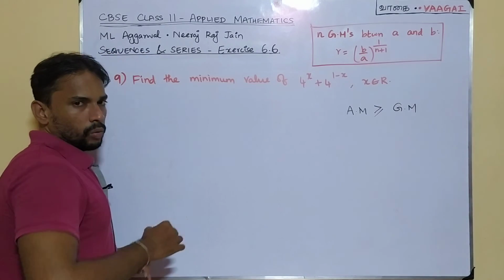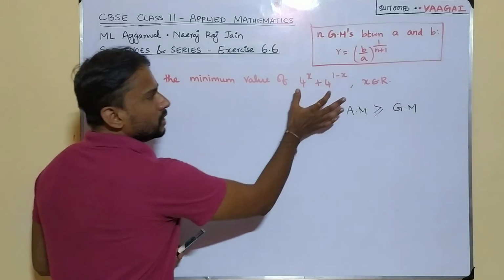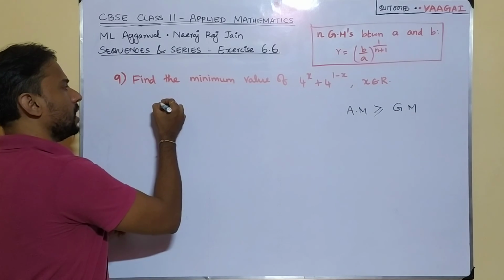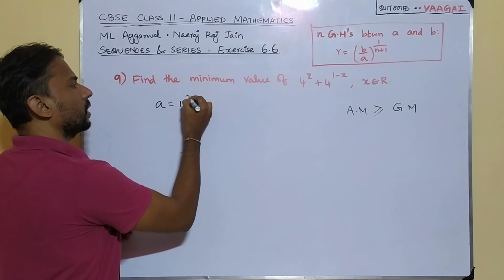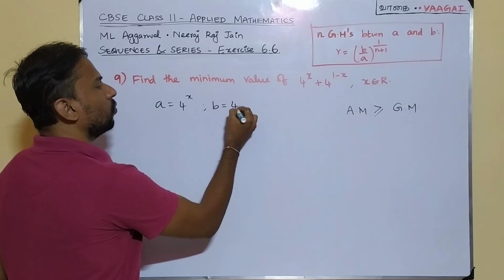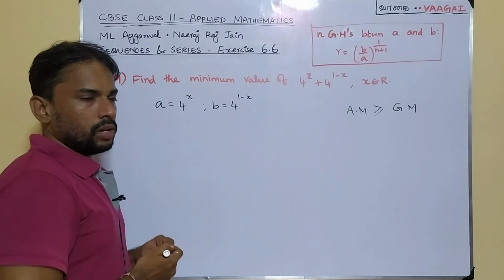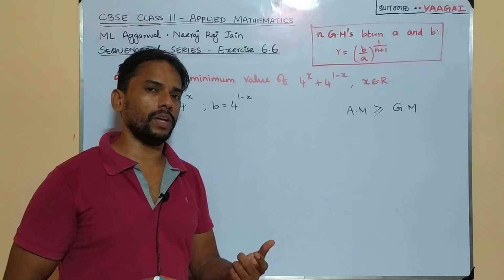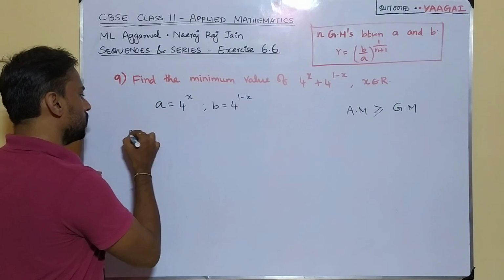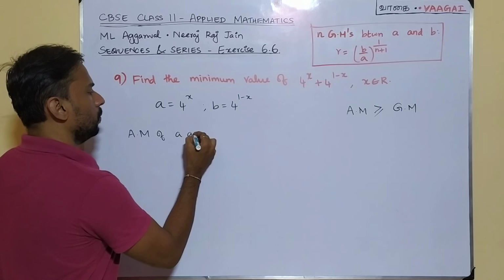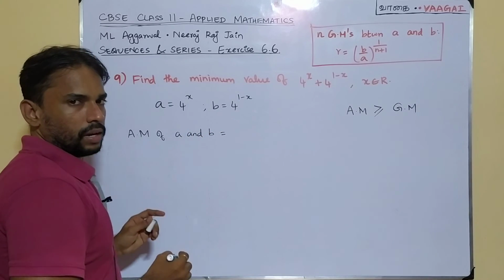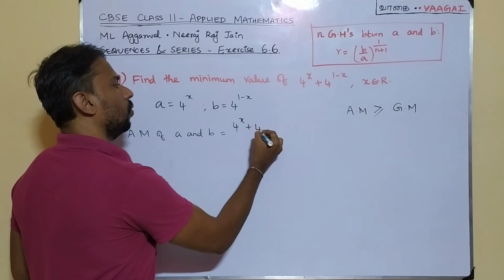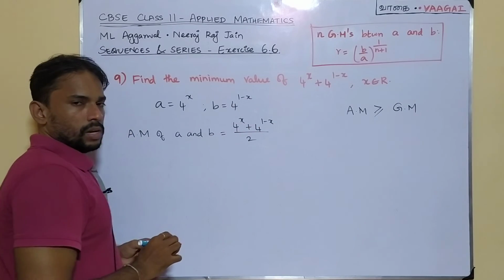So now what we are going to do is treat these two values to be A and B. Let's take A equal to 4 power x, and we'll take B equal to 4 power 1 minus x. So this is A and this is B. Now let us work out the AM, the arithmetic mean of A and B. AM of A and B will be nothing but, we will have to take the addition, so 4 power x plus 4 power 1 minus x divided by 2. This is going to be the AM.